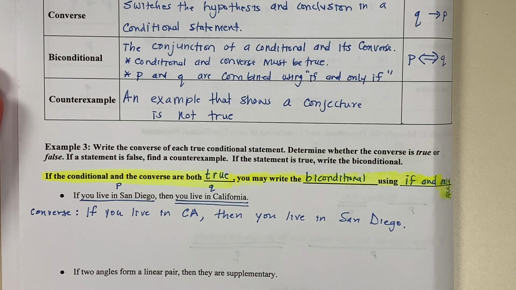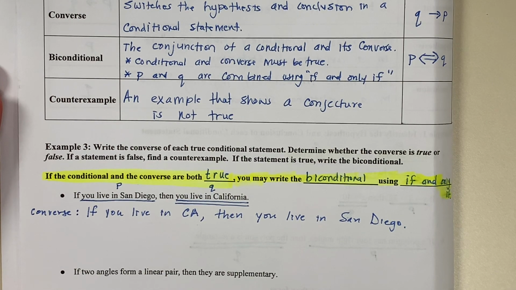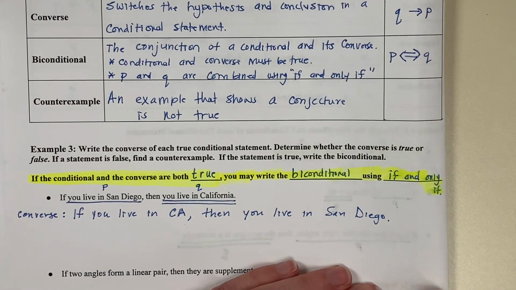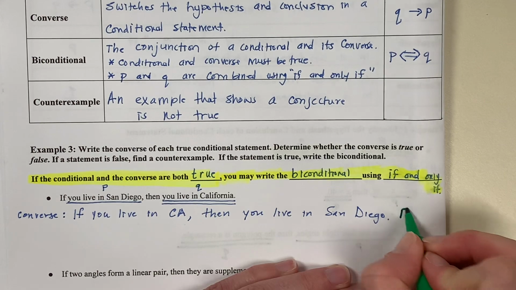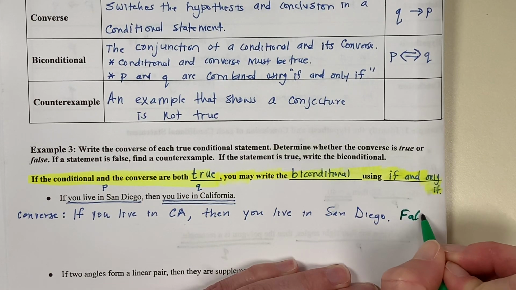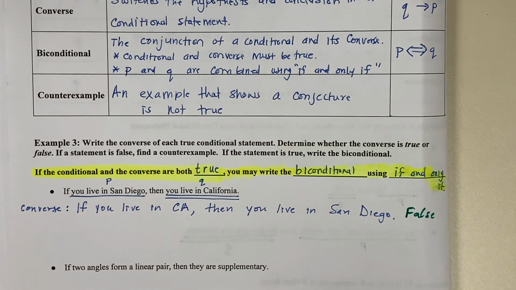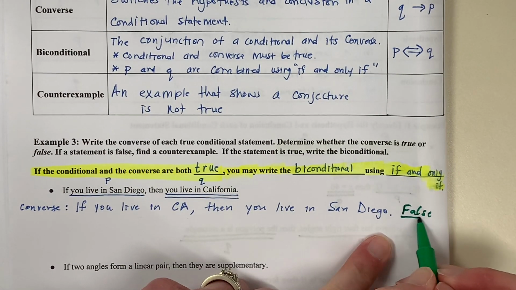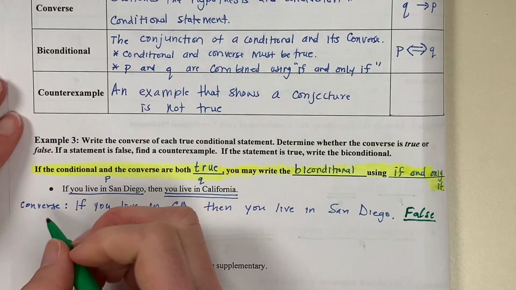So if you live in California, then you live in San Diego. Now, that might be true. You could live in California and live in San Diego. But it's also possible that I live in California, but I live in San Francisco. Or in California, I live in Sacramento. Or in California, I live in Los Angeles. Okay, therefore, this statement is false. And the reason that it is false is because I can live in California, but I don't necessarily have to live in San Diego. So anytime the statement is false, we are going to give a counterexample.